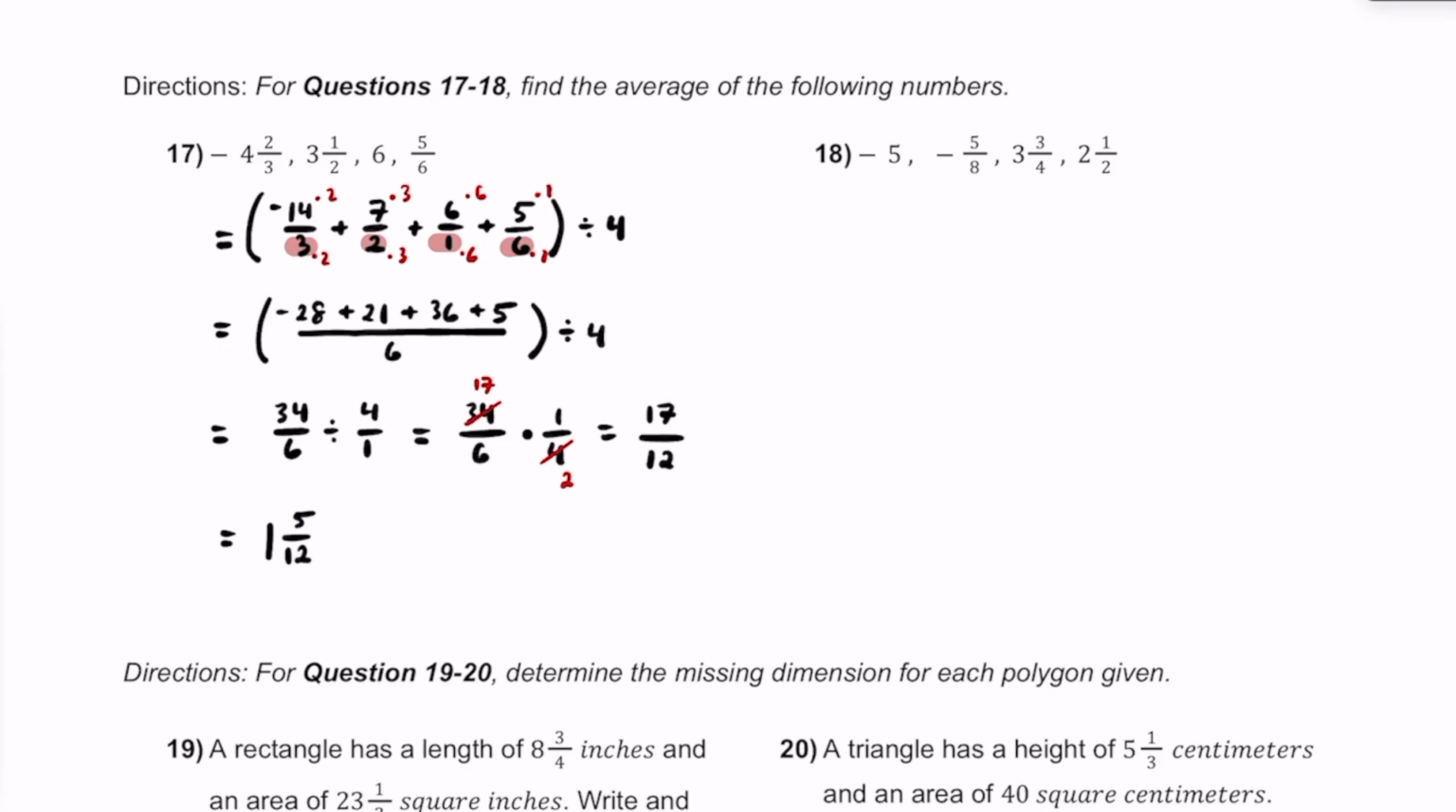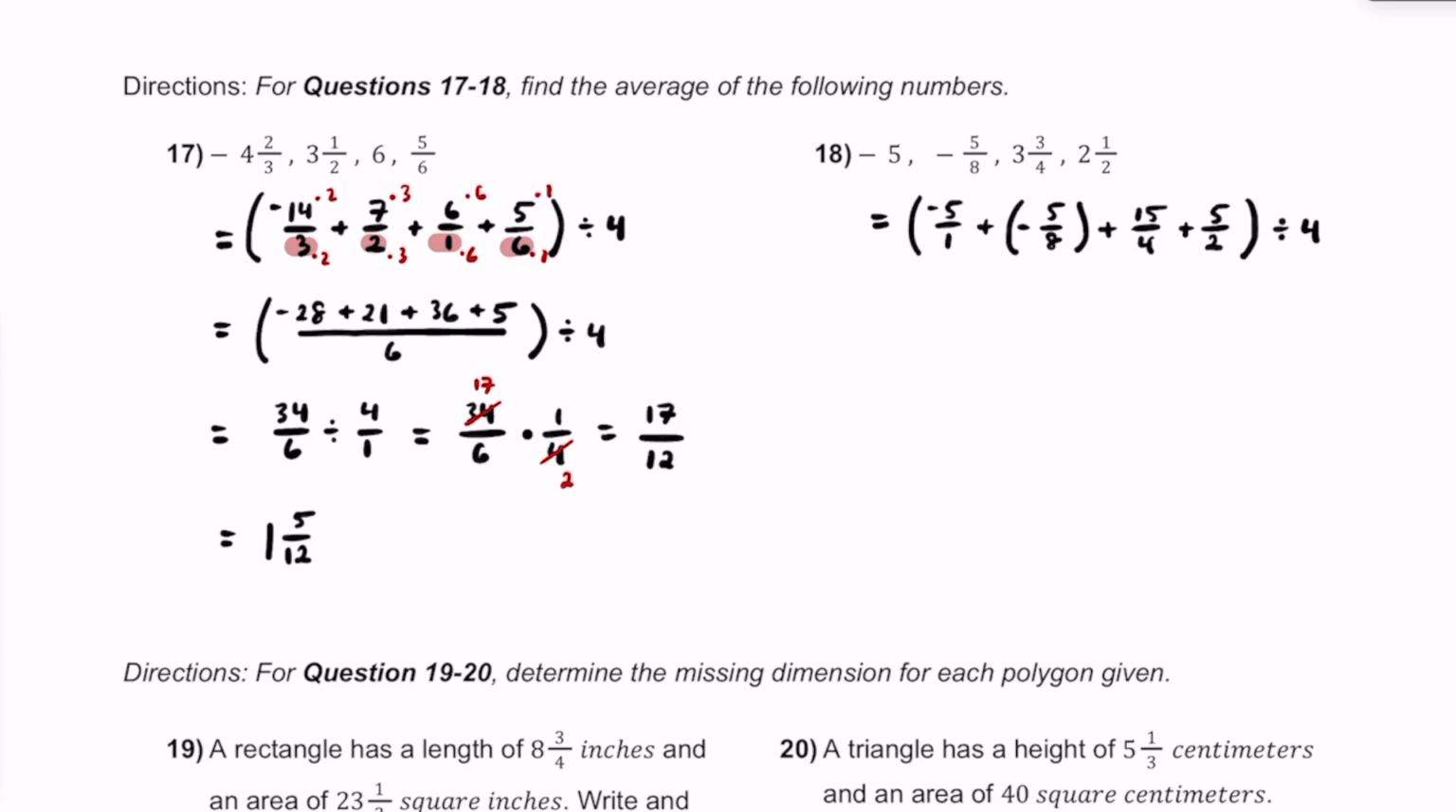For number 18, let's go ahead and find the average of these 4 different rational expressions or rational numbers here. So let's see. I'm going to rewrite these all using an improper or proper fraction as well. So negative 5, I'm going to write as negative 5 over 1. Plus this negative 5/8, that one's fine, negative 5 over 8, just leave it alone. Then plus, let's see, this is going to be 12 plus 3, that's going to be 15 over 4. And then this 2.5 is just the same thing as 5 over 2. So we're going to add up these to find the sum, and then we're going to divide that by 4 when we're done to find the average, okay?